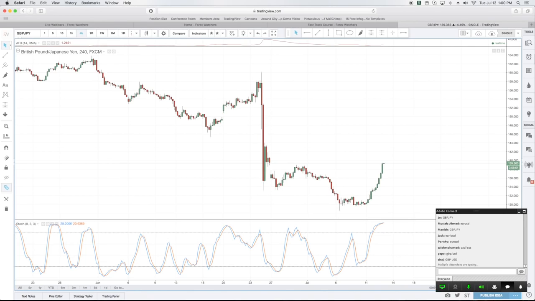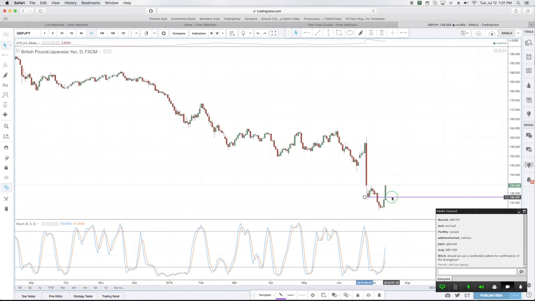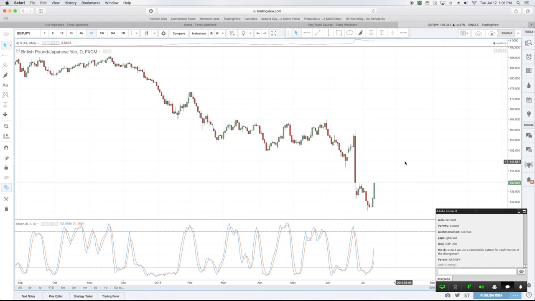Ooh, pound yen. This thing has risen back up. I think we were looking at this for a pullback sell, but he's come much stronger up. Okay, that's gonna be fun. Should we use a candlestick pattern for confirmation of the divergence? Mitch, no, not necessary. A single candlestick pattern stands alone. But if it's there, it's extra bonus, but it's not something that should be required, I would say.